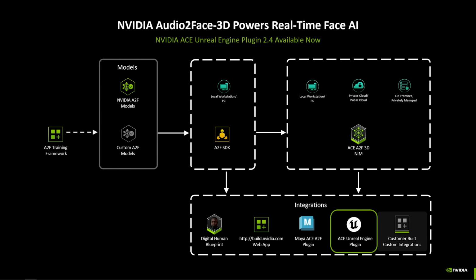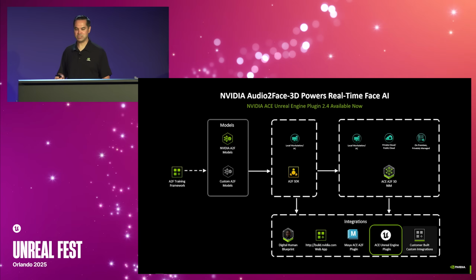Now, audio-to-face 3D, that is powering our real-time facial AI animation. The plugin for ACE, we call it the 2.4 Unreal Engine plugin, that is available now. So if you go to ACE on our NVIDIA developer website, you can actually get the Unreal Engine plugin, try it out. The audio-to-face will run locally there on your machine. And this is interesting because not only do we have just a model here, we also have a training framework. And this is great because now you can apply custom model training, right?